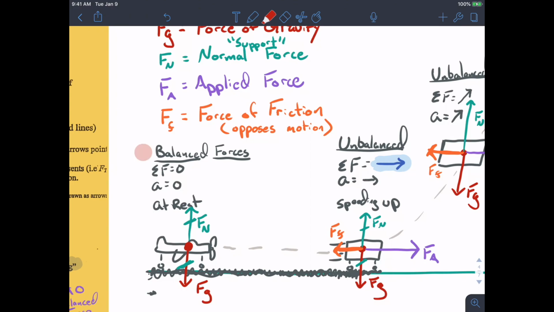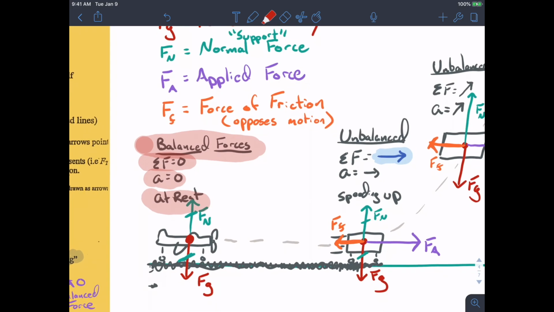So in the first example, we had the airplane at rest, which means it's not accelerating, so there's no net force, meaning the forces must all cancel out. It doesn't mean that there's no forces on the object, it just means the net force is zero, because we still have gravity acting down, but the ground is pushing up at the same amount to balance that out, giving us a net force equal to zero.